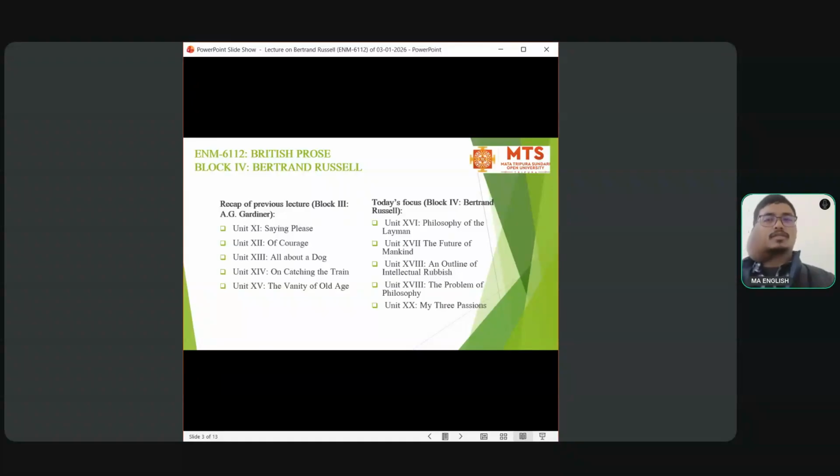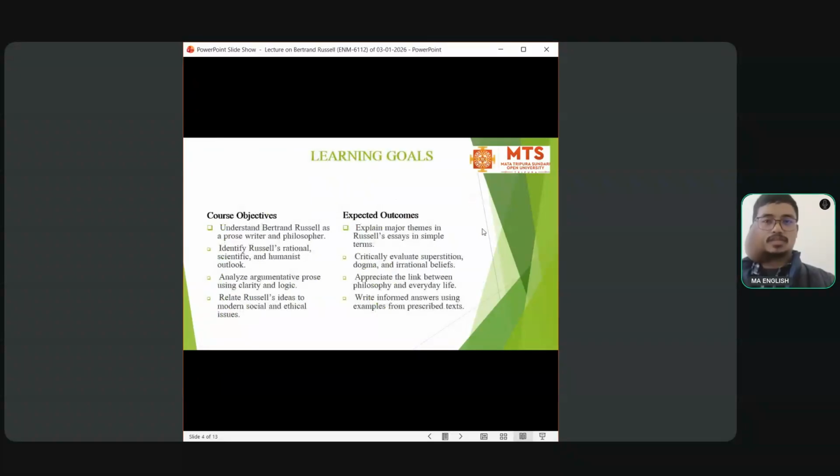Each unit represents one essay by Russell, and each of these deals with a specific aspect of his thought. Together, these essays show Russell as a thinker who combines logic with deep concern for humanity. We shall discuss each of these unit essays one by one later. Before that, let's move on to the learning goals, objectives, and outcomes.